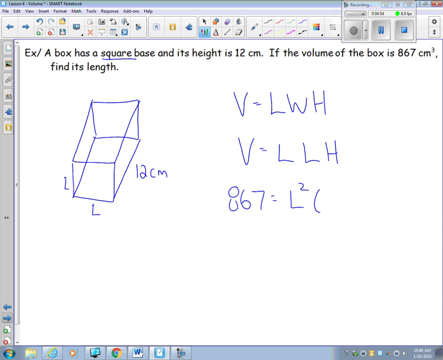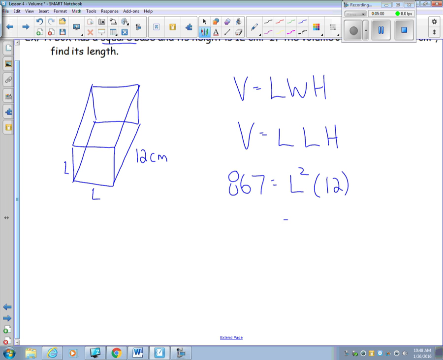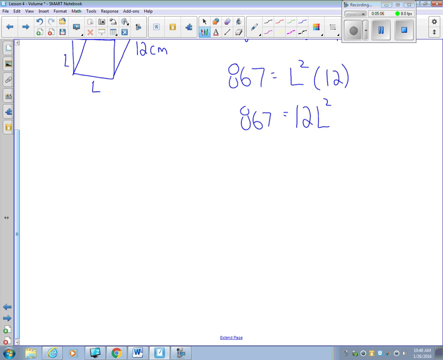And H, I know, is 12. Well, L squared times 12 is the same as saying 12L squared. You usually write the numbers in front of the letters. And because I don't know L, but I do know the volume, I need to solve this. Sort of the things we did yesterday with similar surface area. First thing we want to do is divide out the 12 from both sides. On the right-hand side, we'll be left with an L squared. On the left-hand side, we'll be left with 72.25, and that's what L squared is. So to find L, we can square root that, and if we do, we get 8.5 centimeters.